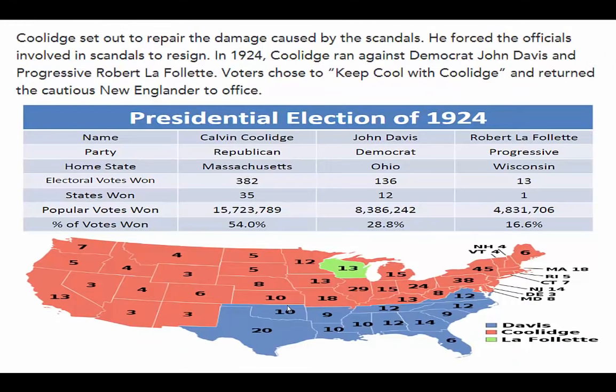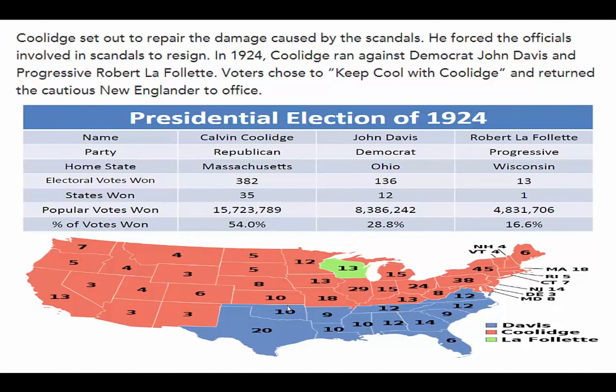Coolidge set out to repair the damage caused by the scandals. He forced the officials involved in scandals to resign. In 1924, Coolidge ran against Democrat John Davis and progressive Robert La Follette. Voters chose to keep cool with Coolidge and return the cautious New Englander to office.